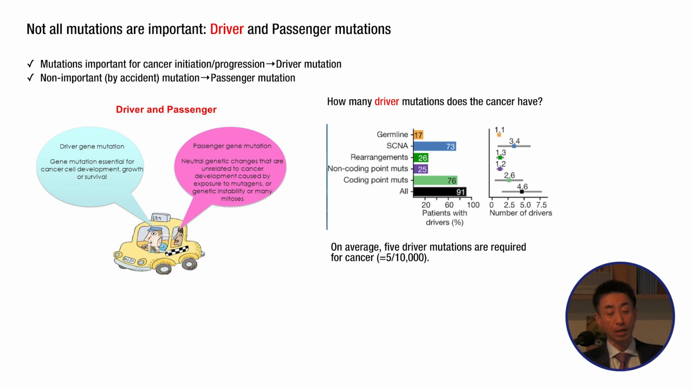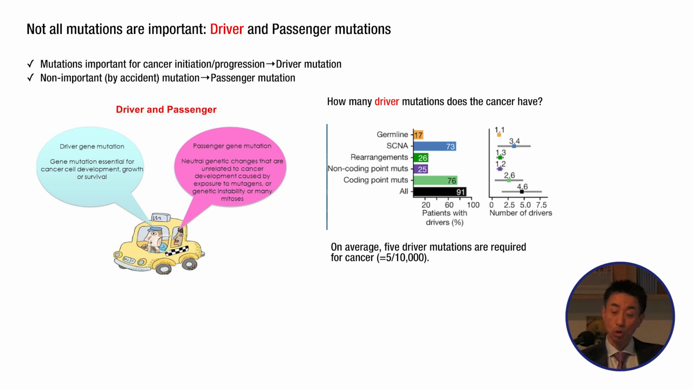So a driver mutation is important for cancer initiation or progression. So those are very important genes. By contrast, a passenger mutation is not important. It just happens by accident or because of some kind of environmental factors, but it doesn't contribute to the cancer. It's like driving a car: the drivers are driving the car, but the passengers are just sitting in the car. So there are two types.